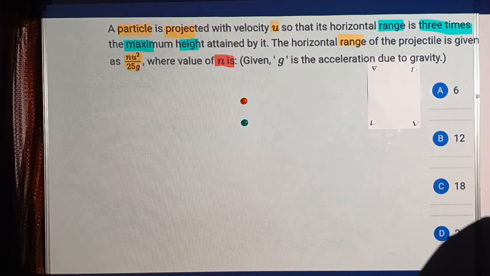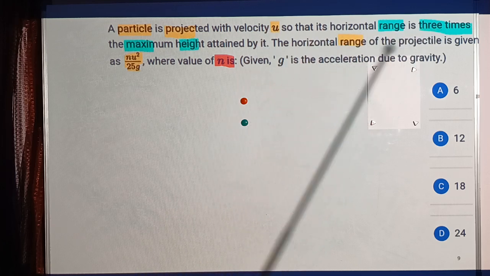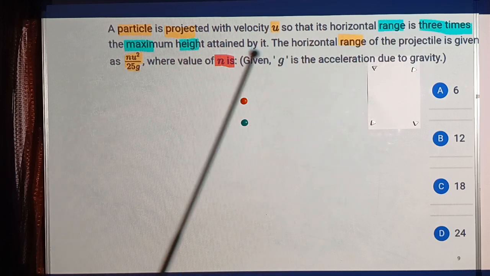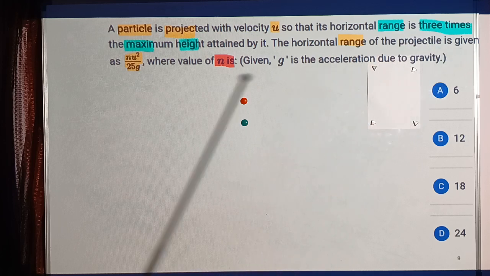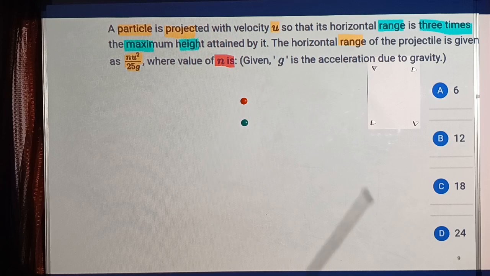Third question. A particle is projected with velocity u so that its horizontal range is 3 times the maximum height attained by it. The horizontal range of the particle is given by n u square by 25g. The value of n is.